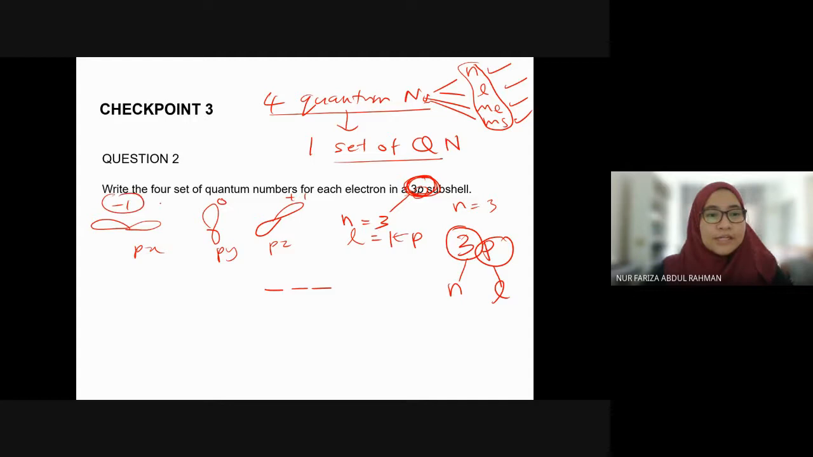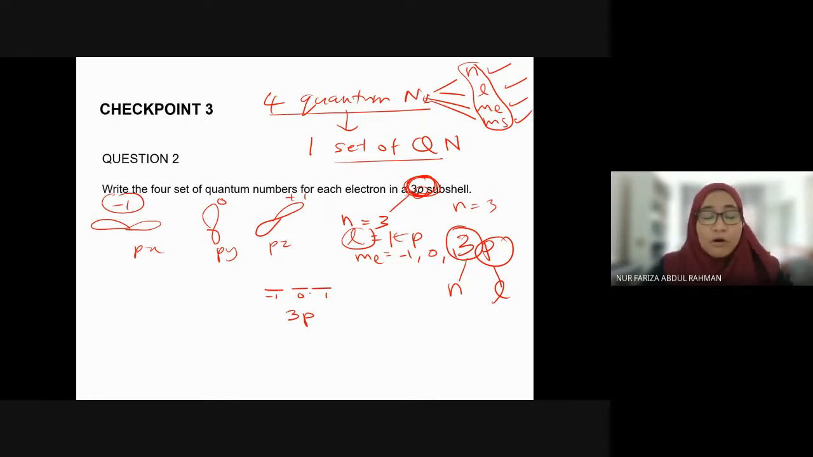So how do we know that it is -1, 0, +1? Because it depends on the L, right? So the ML should be -1, 0, 1. If you were to assign this, it will become like this: -1, 0, 1. So this is a 3p subshell. Okay, so all of this is a 3p subshell.